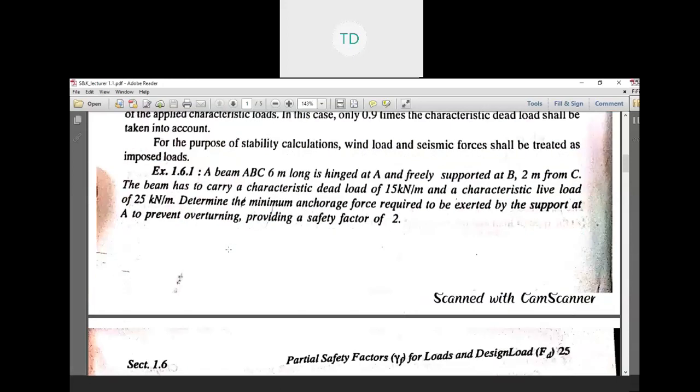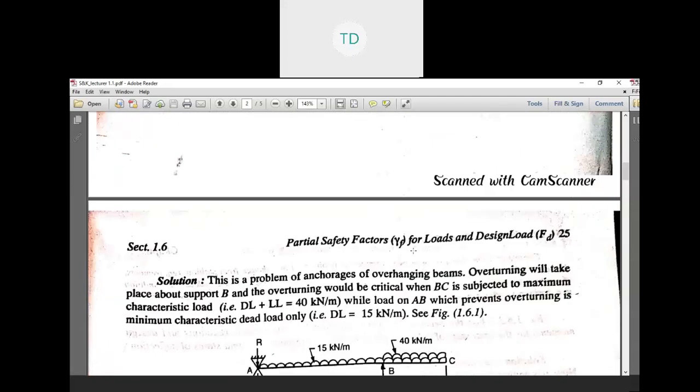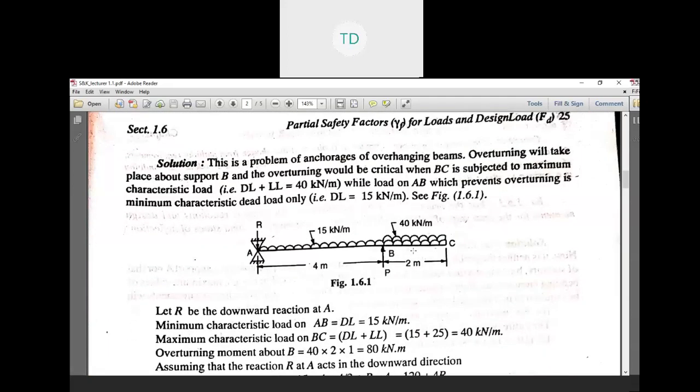This is one example. A beam ABC, 6 meter long, is hinged at A and freely supported at B. 2 meter from C, the beam has to carry a characteristic load. A characteristic dead load is 15 kilonewton per meter and a characteristic live load of 25 kilonewton per meter. Determine the minimum anchorage force required to be exerted by support at A to prevent overturning, providing a safety factor of 2. Let us go for the solution.